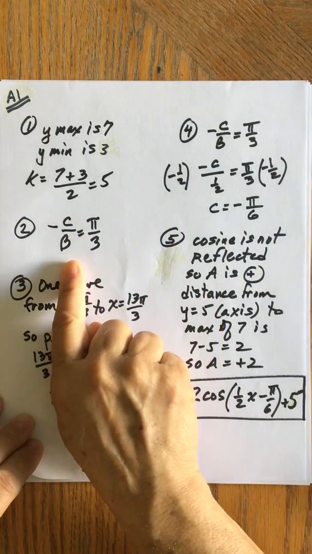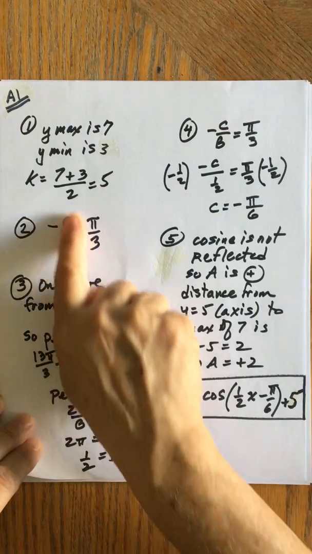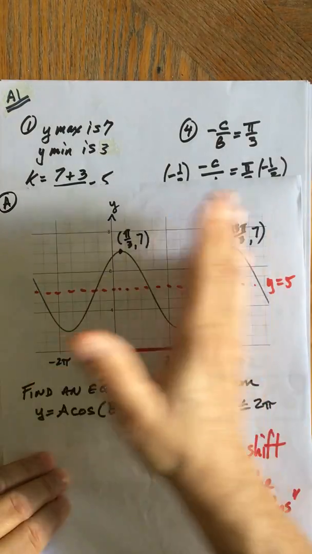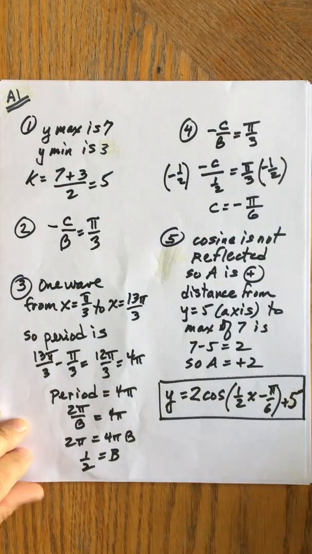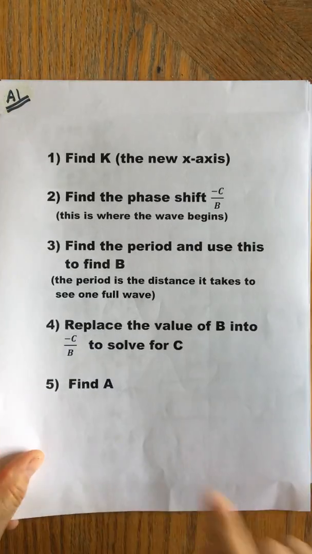I found that where I was allowed to look, I found the max and I found the phase shift to be pi over 3. That's where it begins. That's the x value where it begins this way. And then what I need to do is find the period. So let me give you that recipe again. So then I find the period.